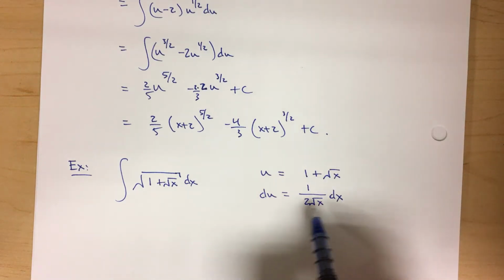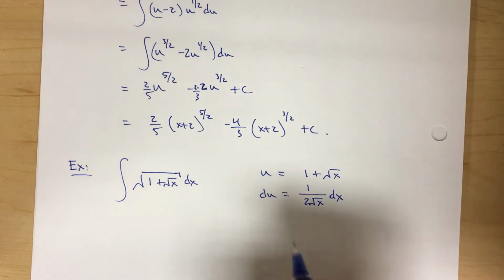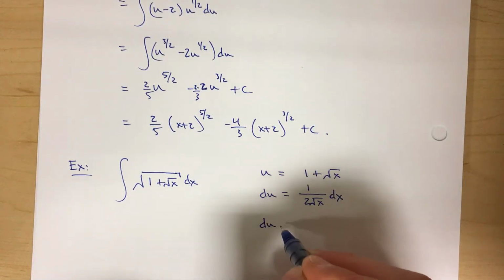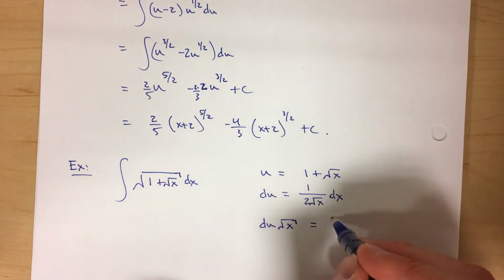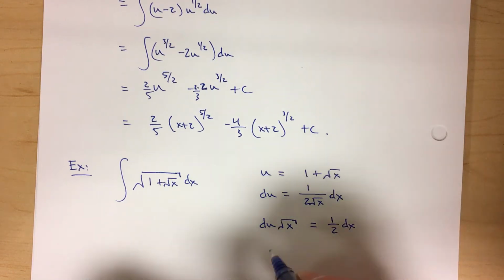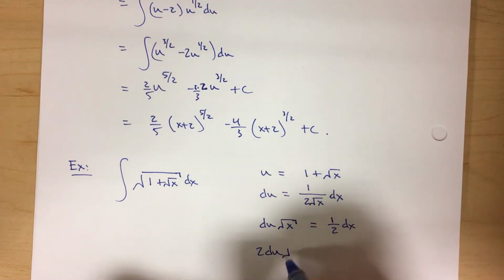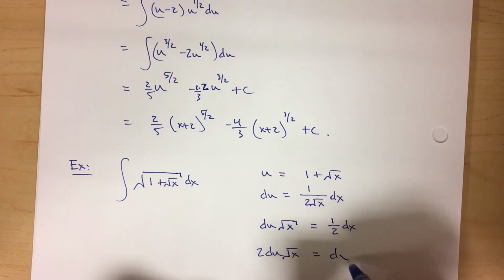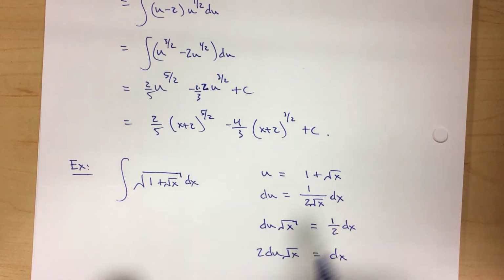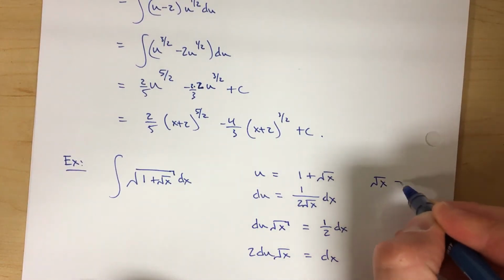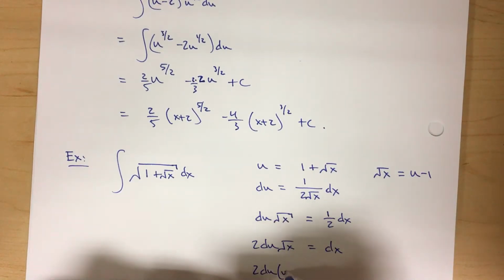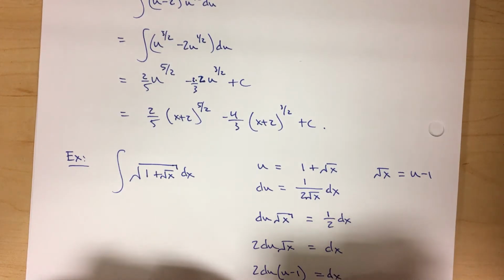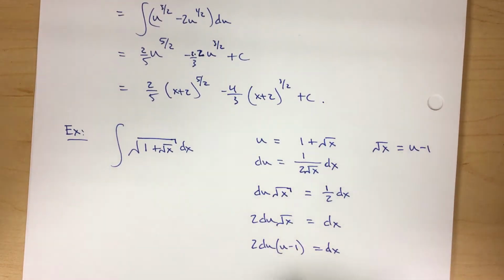Oh man, now this is very confusing because I don't have the root x. Oh, but wait. If I multiply both sides by root x, then du times root x is equal to 1/2 dx, and furthermore, 2 times root x du is equal to dx. But root x is u minus 1. So this is actually 2 du times (u minus 1). That's dx. Ugh, that's awful.